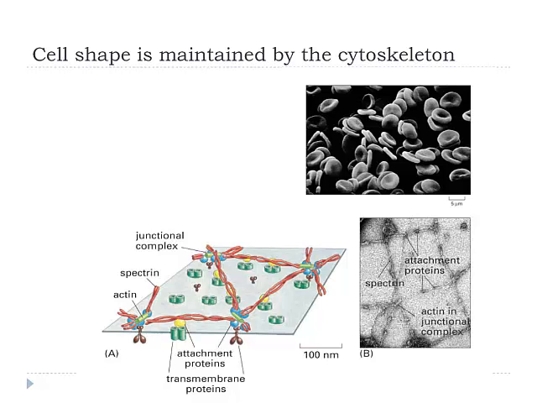of cytoskeleton, spectrin, and actin in a certain orientation to maintain the shape of the cell, for example, the biconcave shape of a red blood cell. And that shape is important for the function of being able to carry as much oxygen, as much hemoglobin as possible.